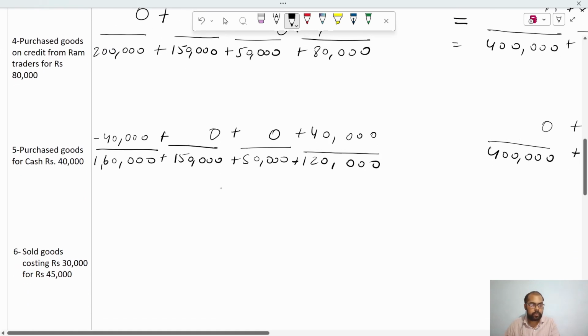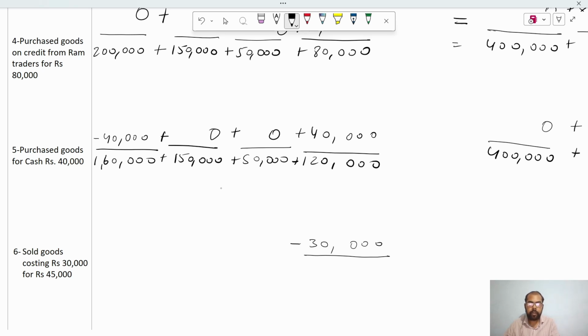The next transaction is sold goods costing 30,000 for rupees 45,000. Okay. See, first of all, the goods are sold, so goods are getting decreased. So we will deduct 30,000 from goods column. And obviously, goods are always sold on profit. So 15,000 profit, if you can see, 45,000 is the amount at which the goods are sold, and the cost of goods were 30,000. And we always record goods on cost in our balance sheet.